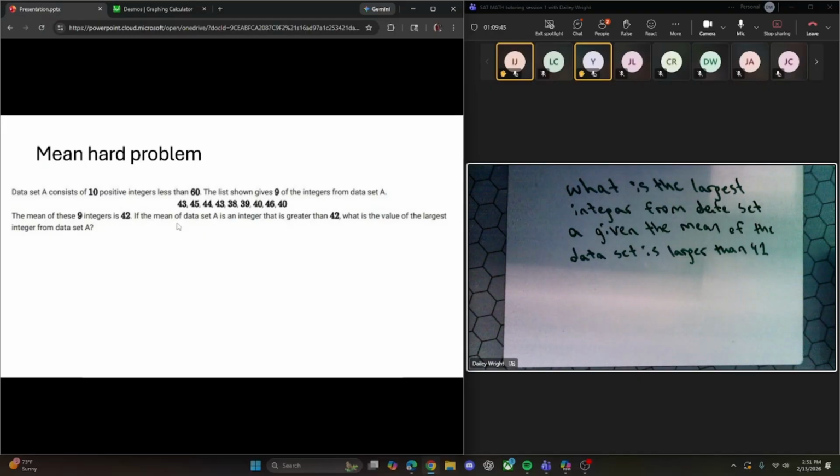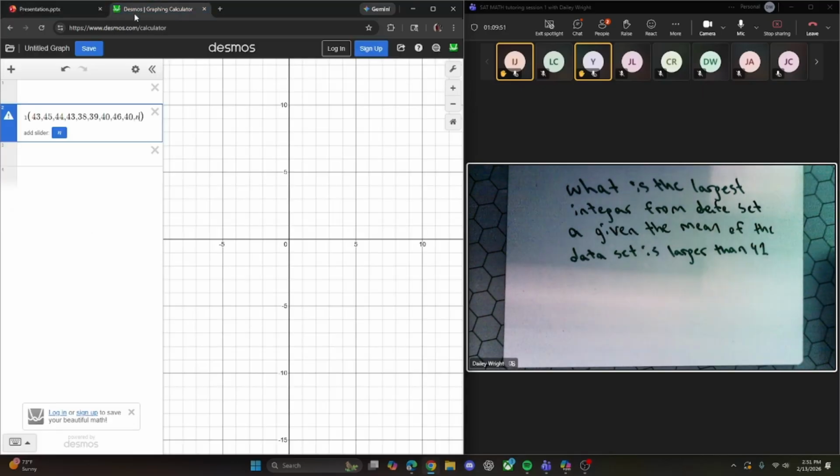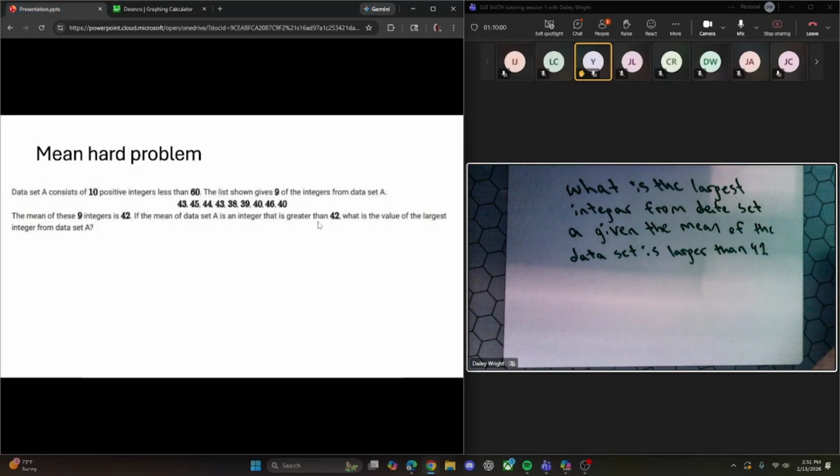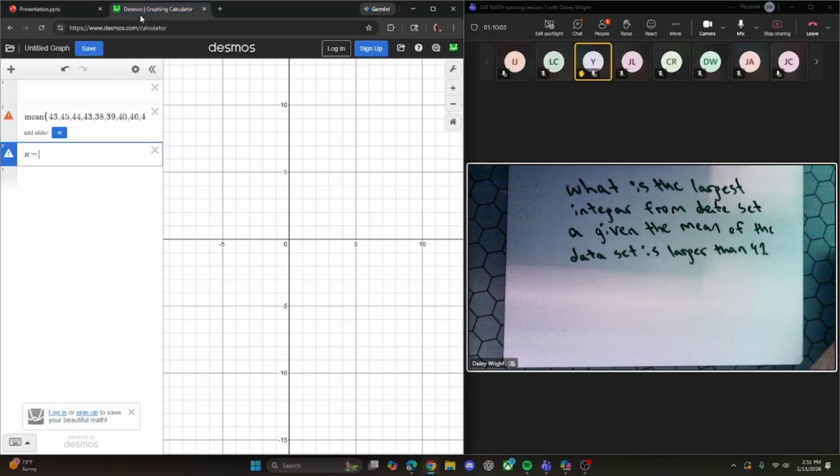Okay. So now that I have n, I want to start by plugging in integers that are less than 60. So I would just put n equals, you know the mean of the data set is greater than 42. The mean of this data set is already 42, so you could honestly add a slider to n. The minimum it's going to be is 42, and the maximum it can be is 59. And then the step means for every point you go, so the step would be 1. So then I could just slide this around until I get the next integer, and then n would equal 52.